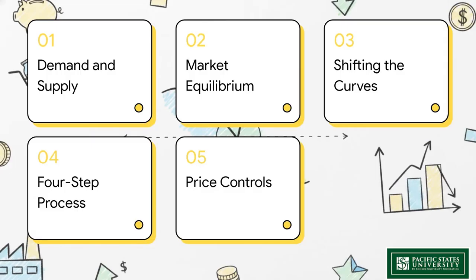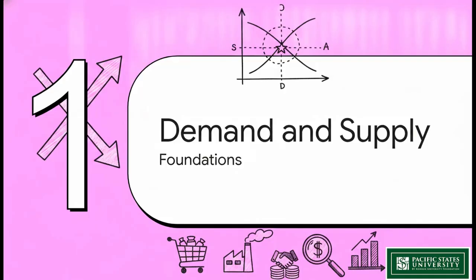Here is our roadmap for today's lecture. First, we will cover the foundations of demand and supply. Second, finding market equilibrium. Third, shifting the curves. Fourth, we'll introduce the four-step process. And finally, we will wrap up with price controls and inefficiency. All right, starting with Section 1, Foundations of Demand and Supply.